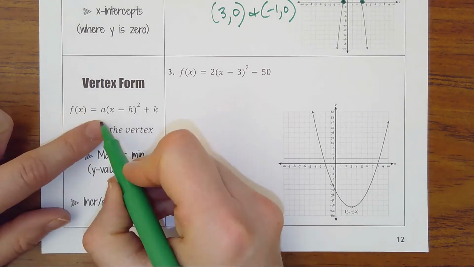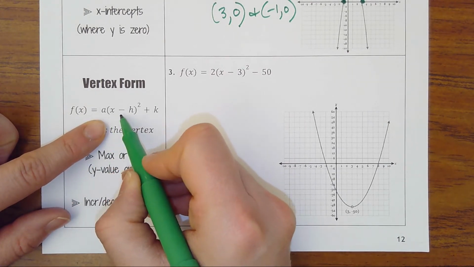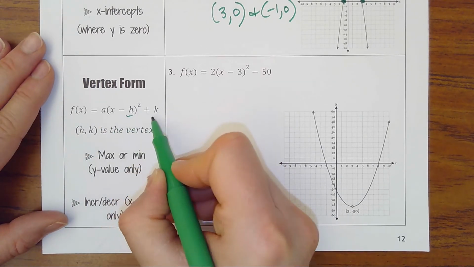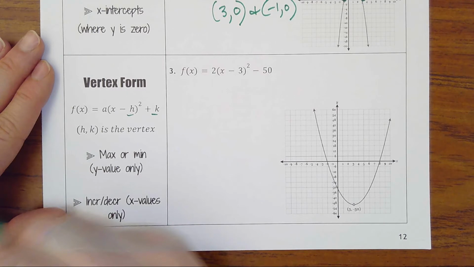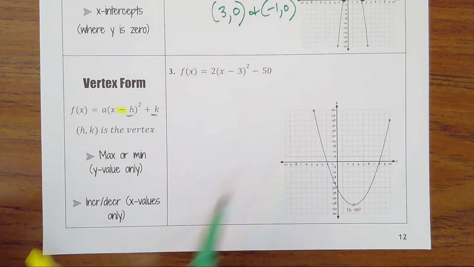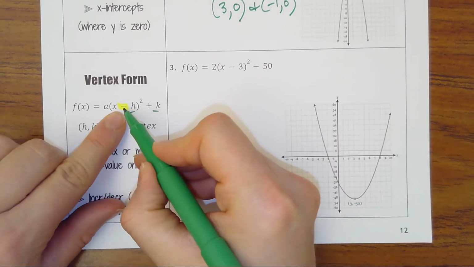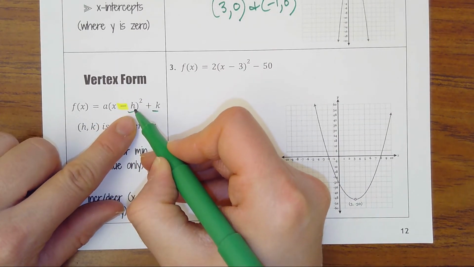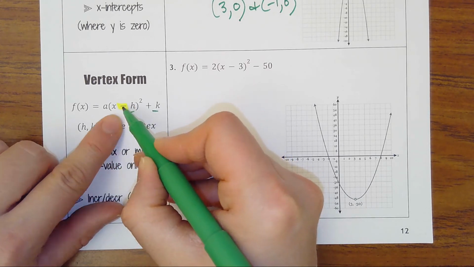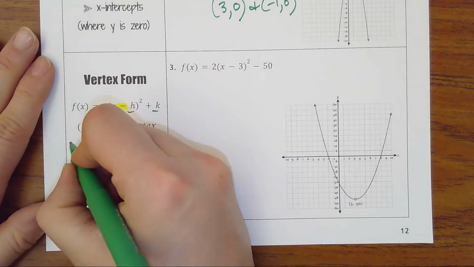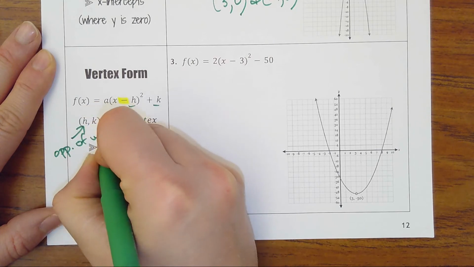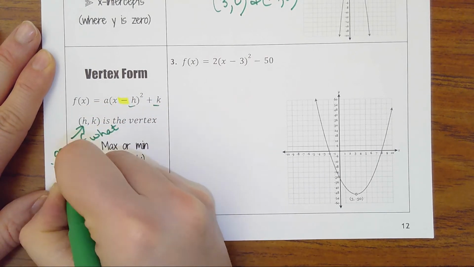Vertex form is your a in front of x minus some number squared plus or minus a k on the end. H comma k is the vertex. But notice how there's a minus sign in front of h. That means that if h is a positive number, it's going to be minus that number. If h is a negative number and you plug it in, it's going to be minus a negative, which turns into a positive. So this one is always the opposite of what it looks like. So I'll put that. The h is always opposite of what it looks like.